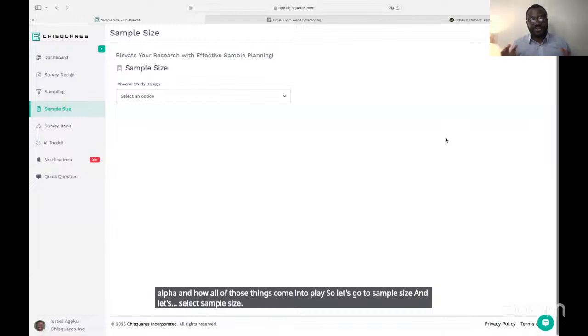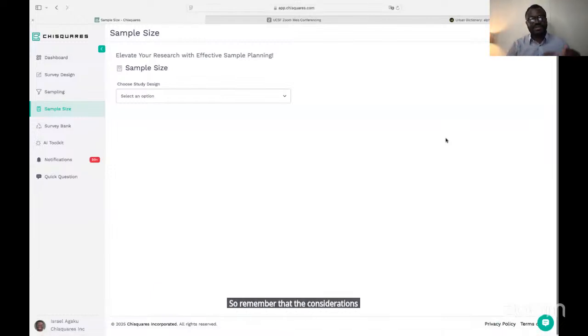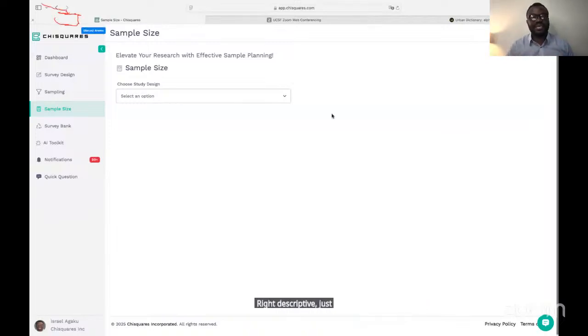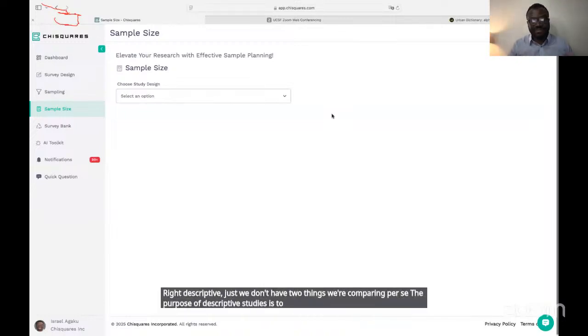So remember that the considerations for sample size calculation for a descriptive study are quite different from those when we have an analytical study. Analytical studies are studies where we are comparing two things, right? Descriptive, we just don't have two things we're comparing per se. The purpose of descriptive studies is to quantify the burden of an outcome in a population and see how it varies by characteristics of a population.